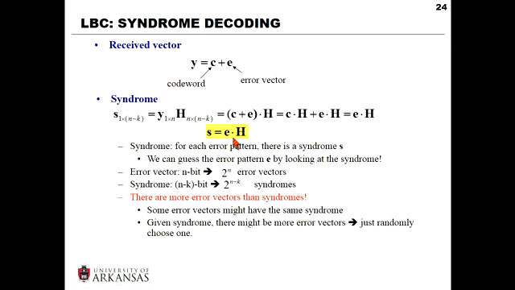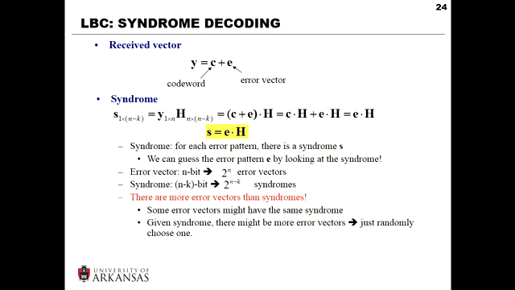So we can guess the error pattern by looking at the syndrome. If this relationship is 1:1, a unique mapping, then our problem is solved. We don't need to worry about hard decoding or soft decoding. We just look at the syndrome, figure out what the error pattern is, and then make corrections. Unfortunately, there are more error vectors than syndromes.